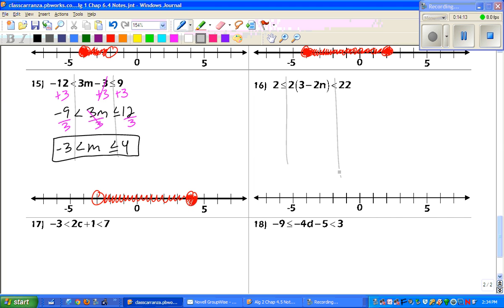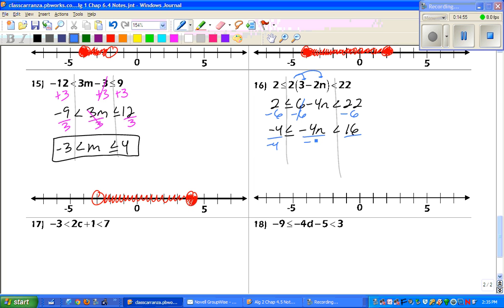All right, number 16, a little bit of work here. Before we solve this, we actually have to distribute. So everything on the outside stays the same, and we only distribute to the center. But now we have to solve for n, so we're going to subtract 6 from everything. And we get negative 4 less than or equal to negative 4n less than 22 minus 6 is 16.